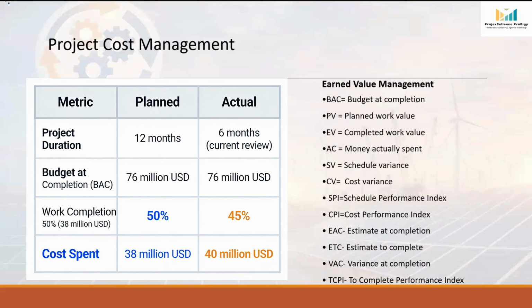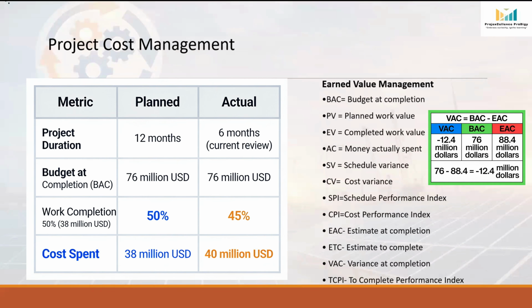VAC, variance at completion. Next, management wants to know how much over budget the project will finish. This is called variance at completion or VAC. The formula is VAC equals BAC minus EAC. If we substitute the values, 76 minus 88.4 equals minus $12.4 million. This tells us that if nothing changes, the project is expected to exceed the approved budget by approximately $12.4 million.